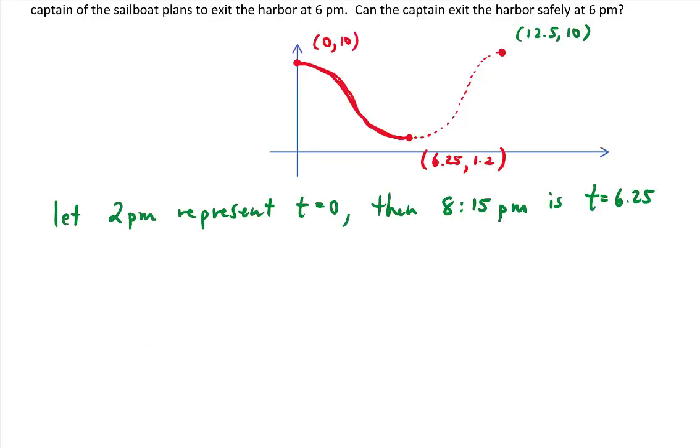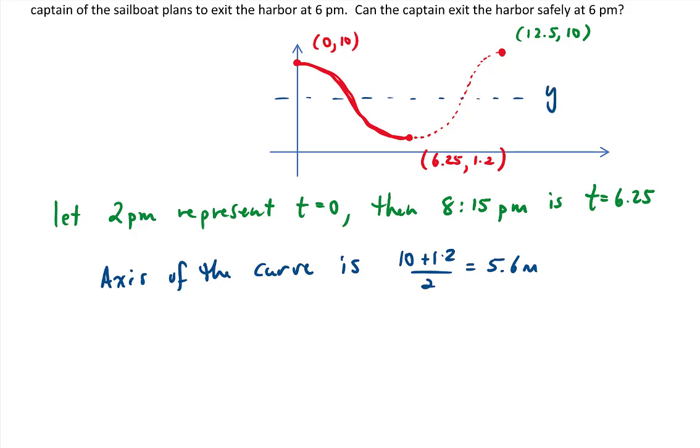I'm going to go through the same few steps when determining equations for sinusoidal functions. First of all, I'm going to look for the axis of the curve. To determine the axis of the curve, we take the average of the max y value and the minimum y value. For this example, this would be 10 plus 1.2 divided by 2, which gives us an axis of the curve at 5.6 meters. So this gives us our Q value of 5.6.